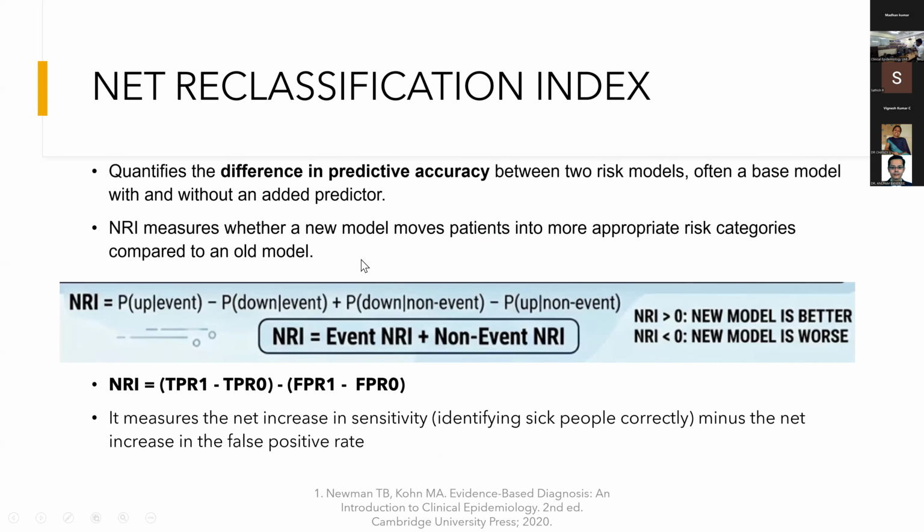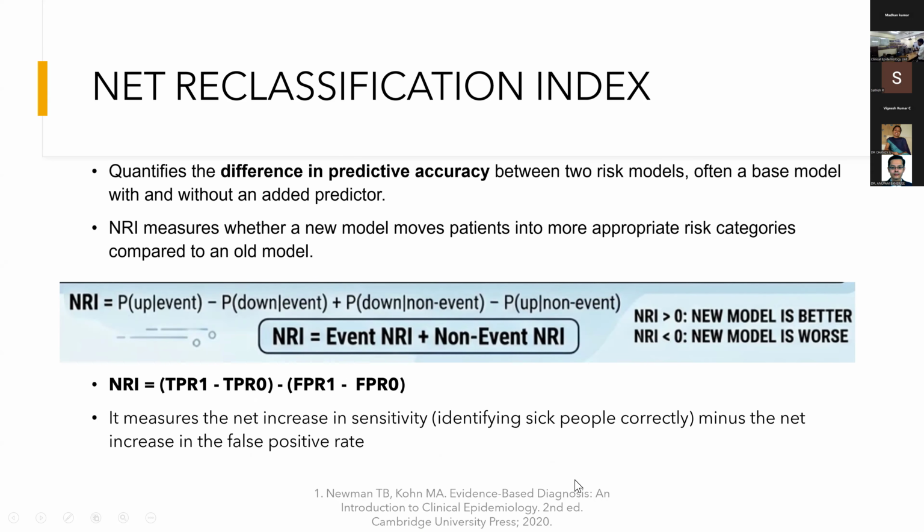So it quantifies the difference in predictive accuracy between two risk models, usually a base model as compared to a model with an added predictor. So how do we calculate net reclassification index? It is nothing but the true positivity rate of the new model subtracted from the true positivity rate of the base model, which is in turn subtracted from the false positivity rate of the new model, subtracted from the false positivity rate of the old model. It actually measures the net increase in sensitivity, and it subtracts the net increase in the false positive rate.